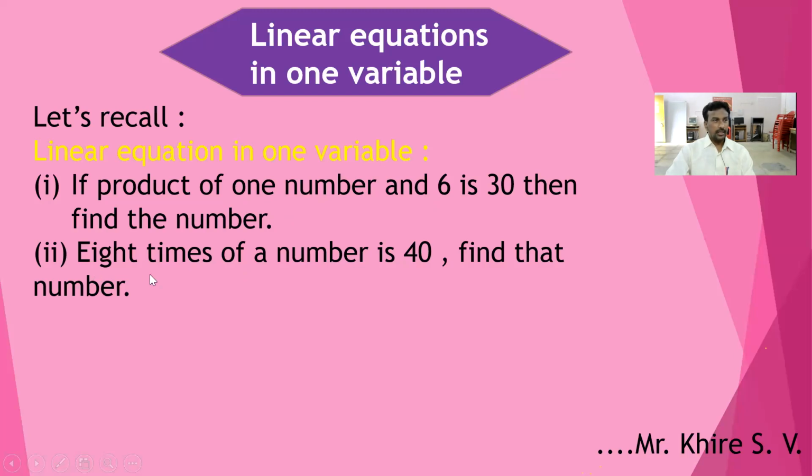Second example: 8 times of a number is 40. Find that number. We don't know the number. Suppose the number is y. And 8 times the number means 8 into y is equal to 40. Therefore y is equal to 40 divided by 8. Then we will get 8 fives are 40. Again y is equal to 5. Therefore the number is 5.